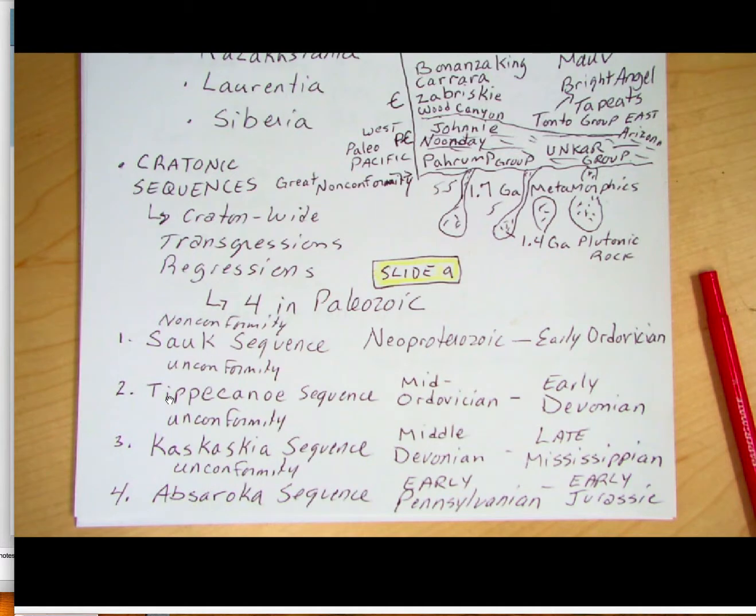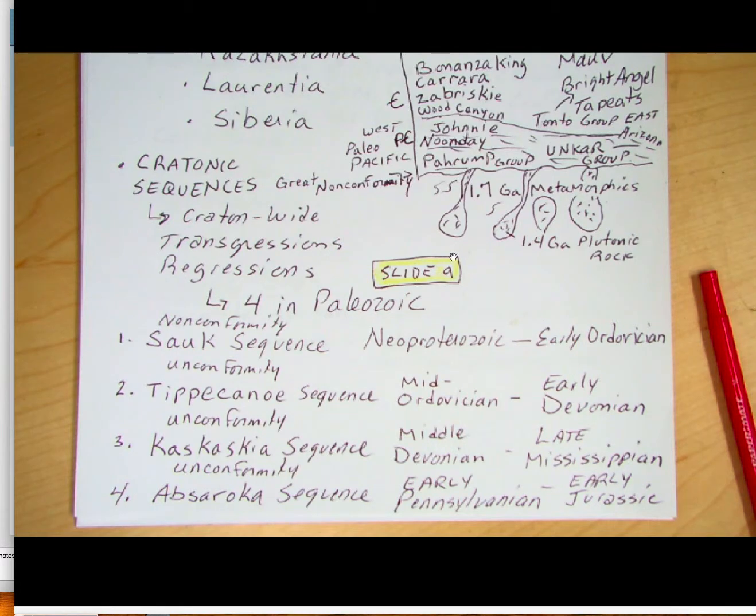And then the next sequence, another advance of sea level, called the Tippecanoe sequence, which is mid-Ordovician to early Devonian. And so there we see a different type of sedimentary rocks being deposited. And then the sea level regresses, and we see another erosion unconformity event. Then sea level advances again in the Kaskaskia time, or the Kaskaskia Sea, and that's going to be middle Devonian to late Mississippian. But then there's another retreat of sea level and another erosion unconformity event here. And then finally, the last Paleozoic advance of sea level is the Absaroka Sea, or the Absaroka sequence. And that one is early Pennsylvanian, and it actually goes into the early Jurassic, which is part of the Mesozoic period.